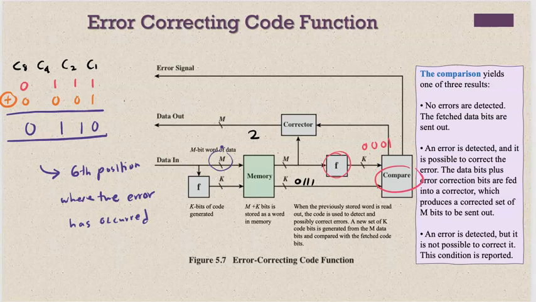If it's a 0, I will correct it to a 1. If it's a 1, I will correct it to a 0. So that is the beauty of the error correcting code function. When we are talking about the 6th position, are we talking about the data bit position or the word position?